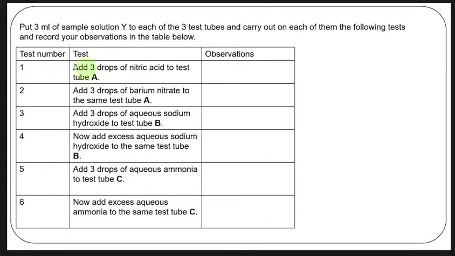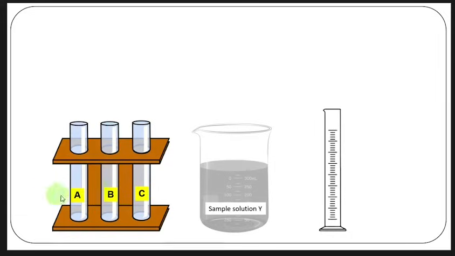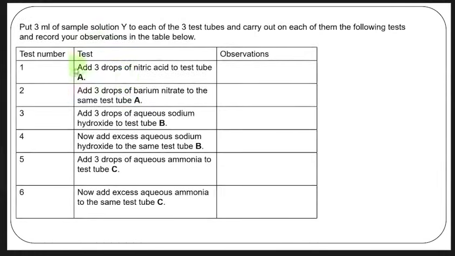So here, what they've told you is to put 3 ml of sample solution Y into each of the 3 test tubes. So you get sample solution Y, 3 ml, and you measure it using a measuring cylinder. 3 ml you put in this one, 3 ml in this one, 3 ml in this one as well. Then after you do that, you go ahead and start carrying out these tests. So let's now start these tests together.